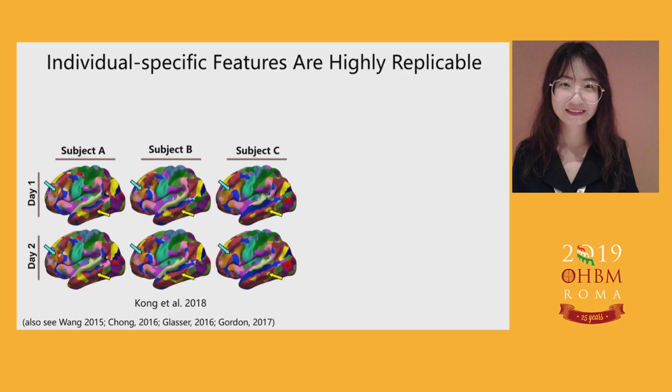So this figure shows the individual specific network level parcellations of 3 representative subjects. Each column represents 1 subject. The first row is day 1, and the second row is day 2. The parcellations are generated by using functional MRI data from day 1 and day 2 separately. So we can see that there are fine-grained network details that are highly replicable across sessions.